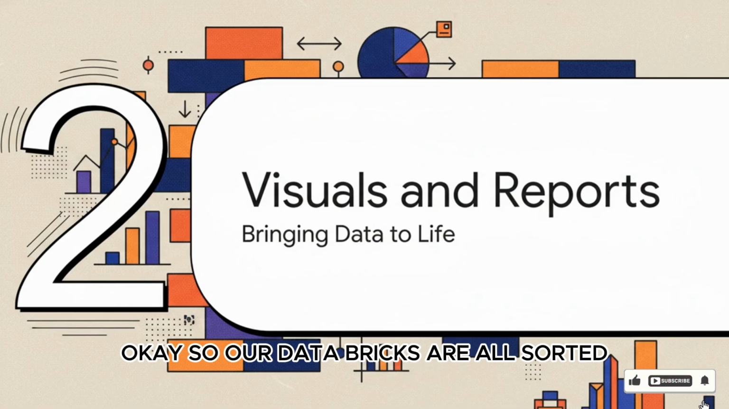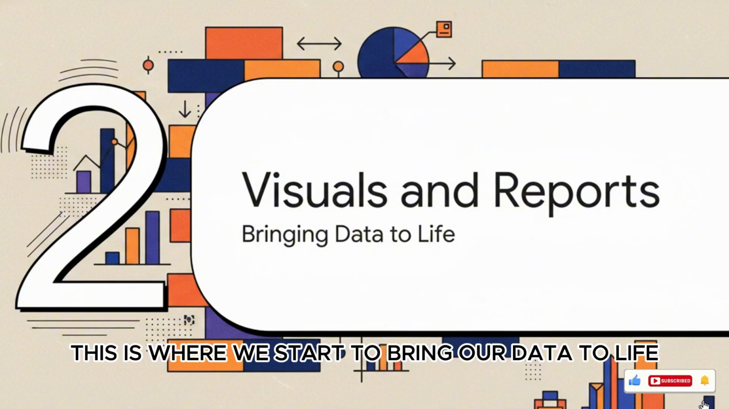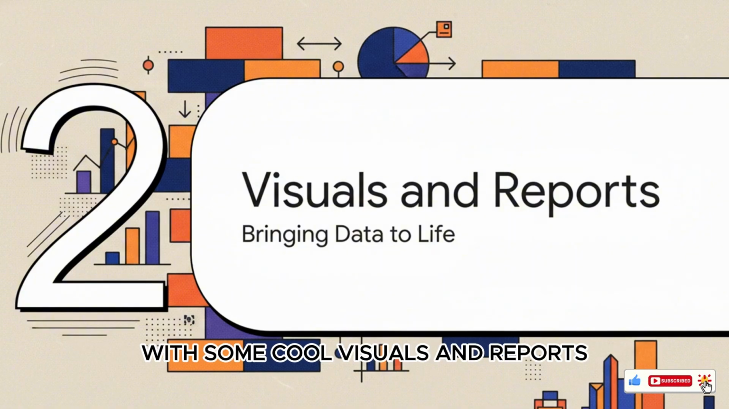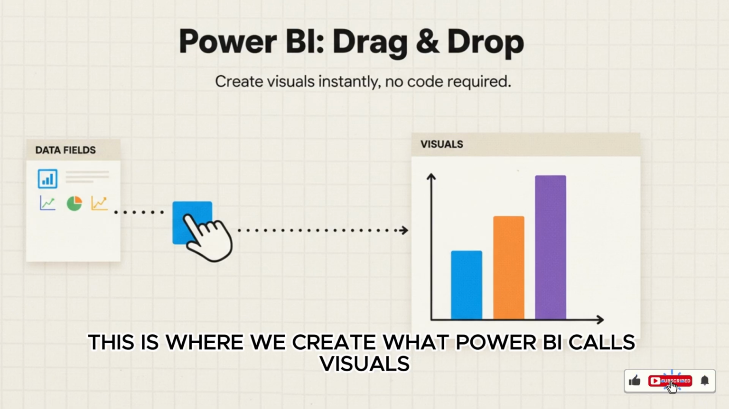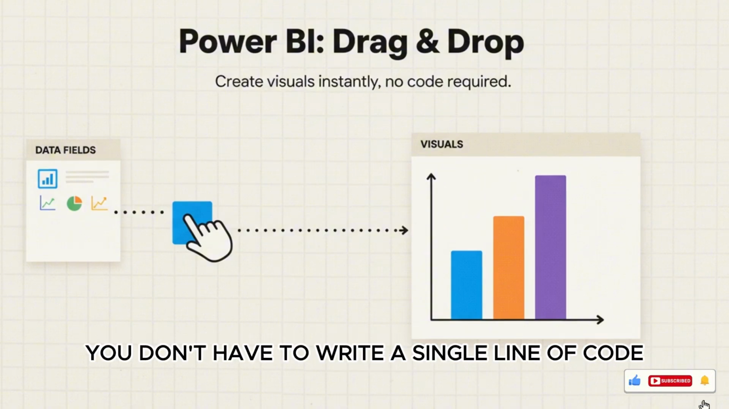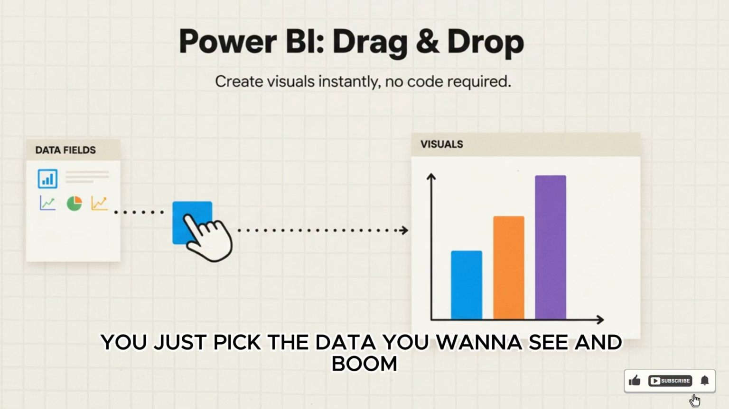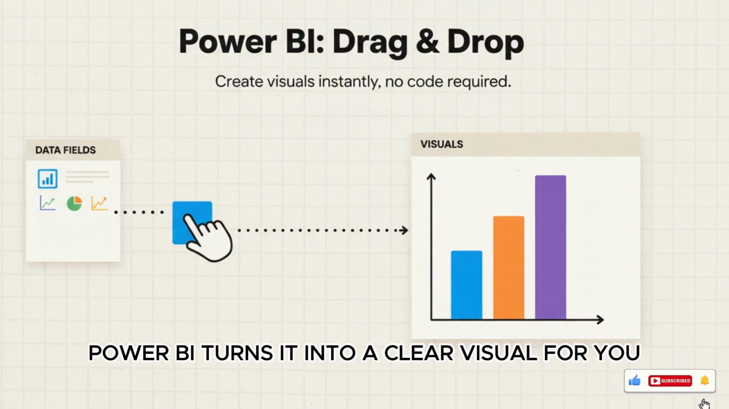Okay, so our data bricks are all sorted. Now for the really fun part, building with them. This is where we start to bring our data to life with some cool visuals and reports. This is where we create what Power BI calls visuals. We're talking about your bar charts, your pie charts, all those graphs. And the best part, you don't have to write a single line of code. It is all drag and drop. You just pick the data you want to see, and boom, Power BI turns it into a clear visual for you.